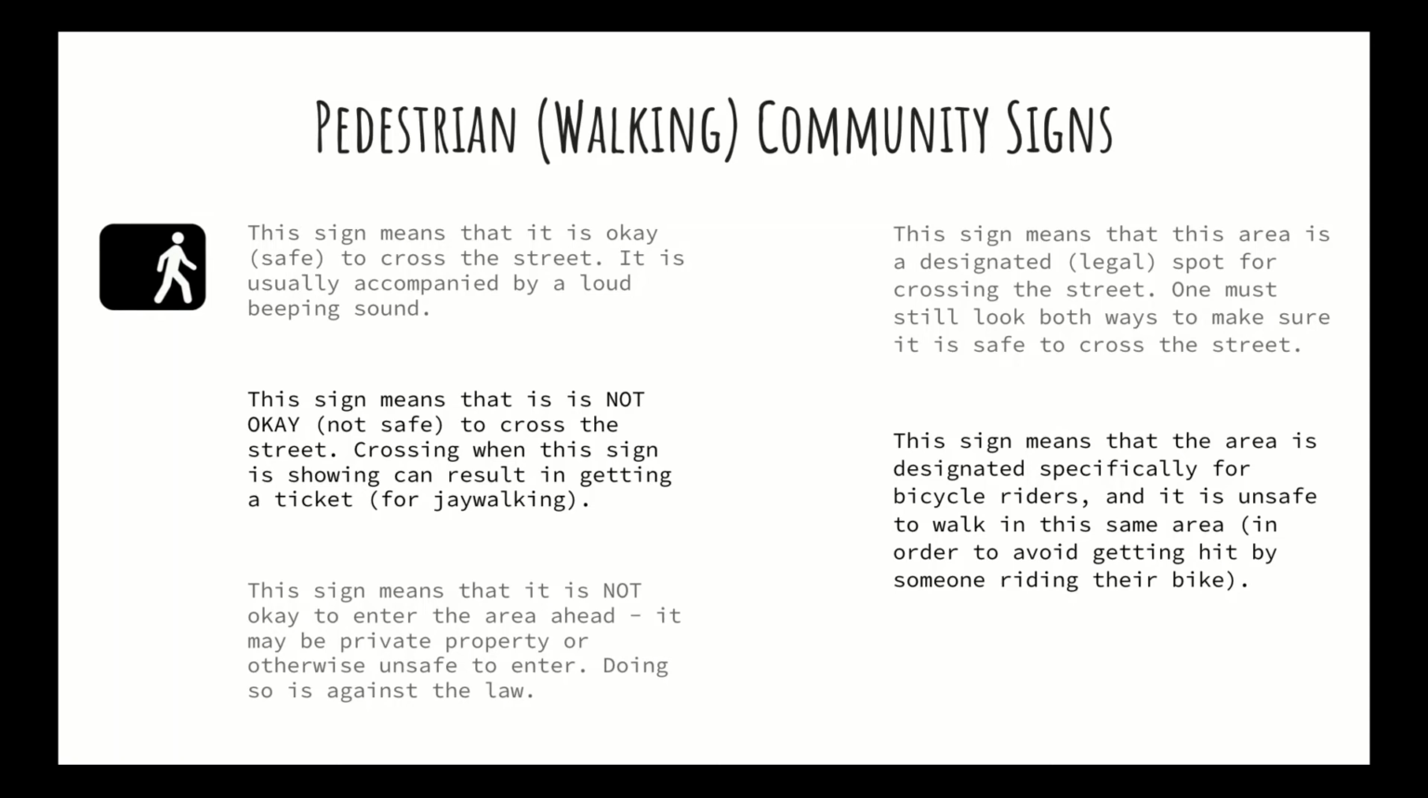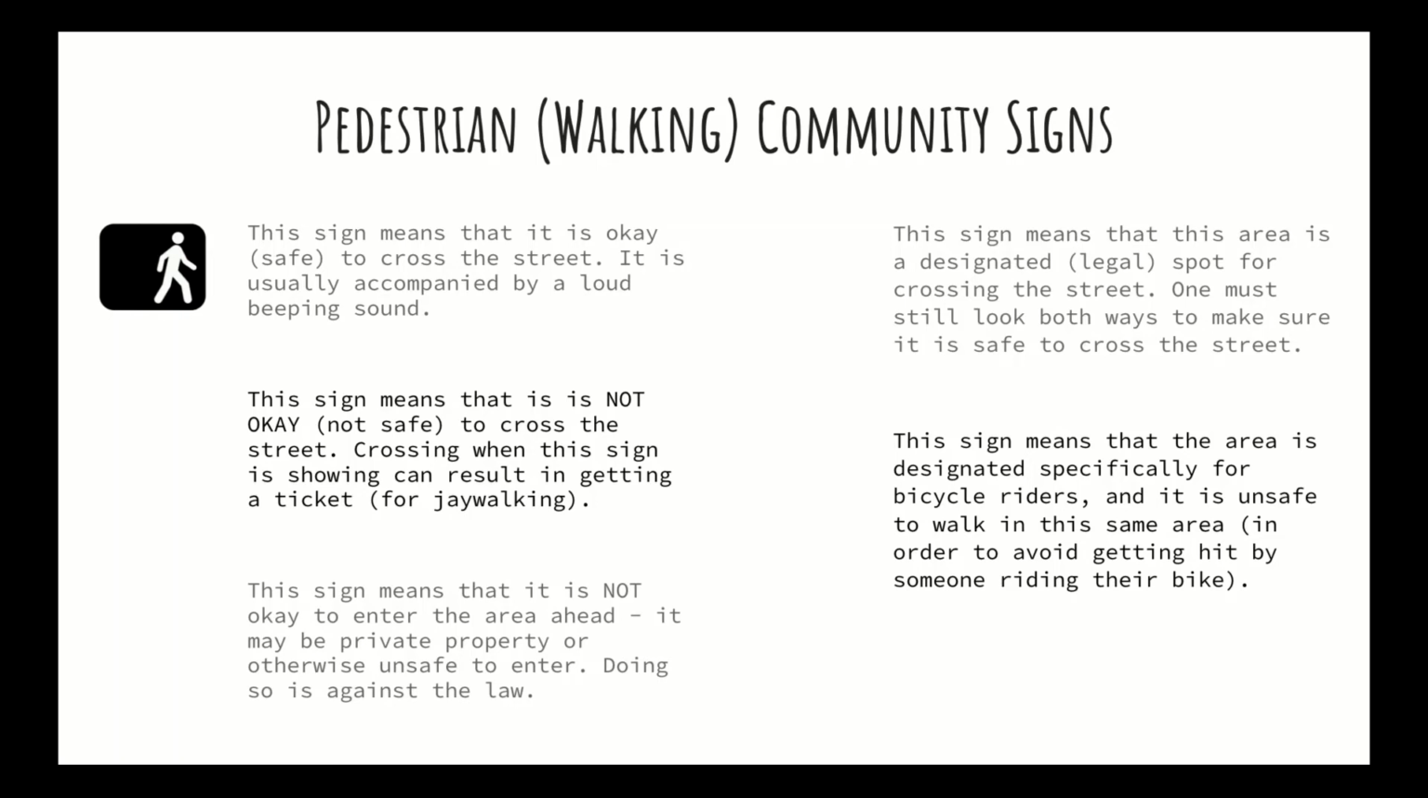No matter what, if you see the sign, you do have the right of way. So if you were to get into an accident, you would be in the clear. The driver would be at fault because you were allowed to cross, and technically pedestrians have the right of way in the state of California. The next sign is the opposite.